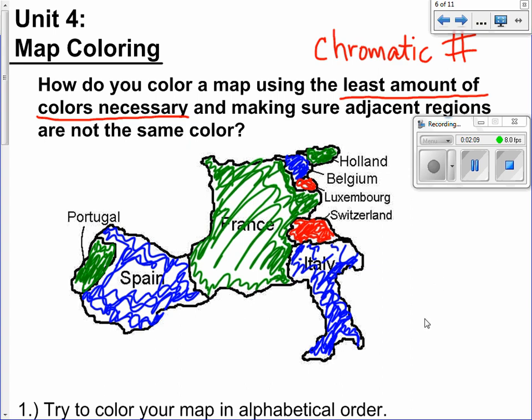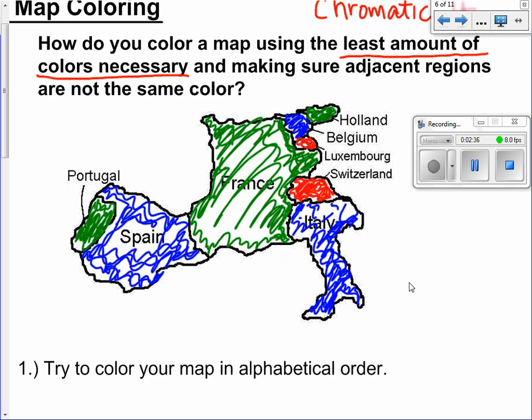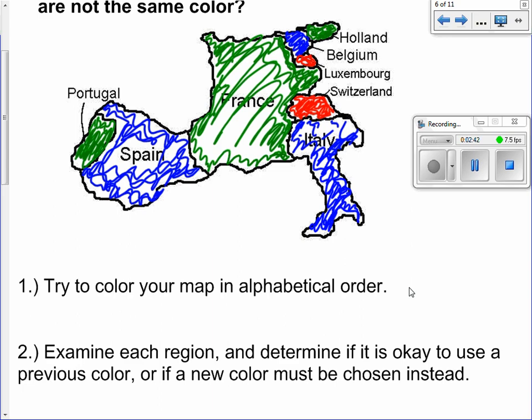So the first thing I would suggest is color your map in alphabetical order. All right. That way you're not jumping all across the map, but you have a system in play, and going by that system would make it a whole lot easier, because that way you're focused on using one particular color until you have to use a different color. So the first thing I would suggest is try to color in alphabetical order. Number 2, examine each region and determine if it's okay to use that previous color or you have to use a new color instead. And that's what I was talking about.